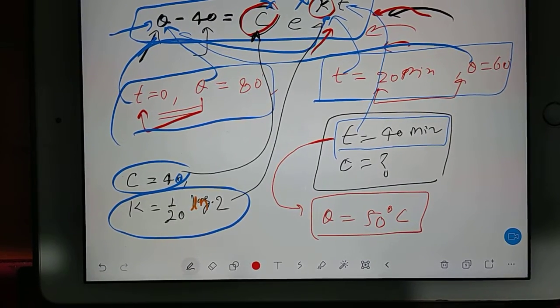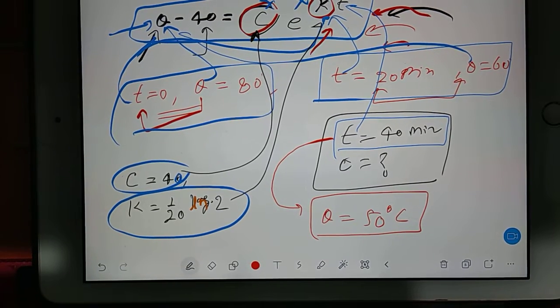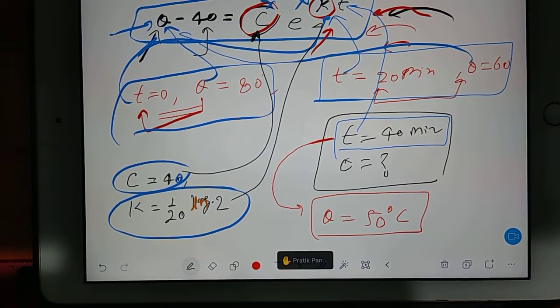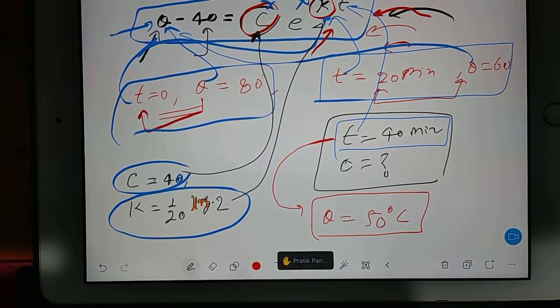Then we'll take one more example of heat flow. Heat flow also is very important. Actually, these kinds of questions they ask.